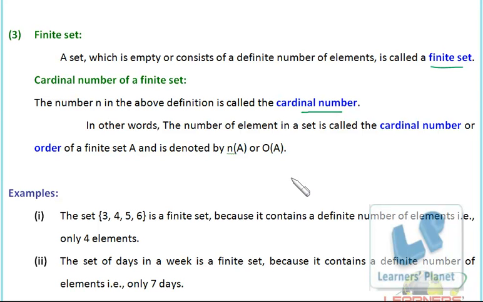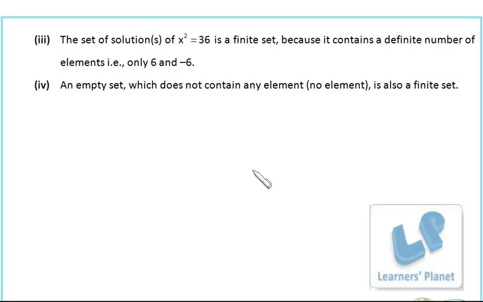But if I talk about the set of natural numbers, that's not a finite set. Why is it not a finite set? Because you don't know how many elements are there. So we call the set of natural numbers an infinite set. The set of solutions of x squared equals 36 is finite because there are just two elements, 6 and -6. So it is a finite set, and the order of this set is 2, or we can say the cardinal number is 2. An empty set which does not contain any element is also a finite set, right? So the cardinal number will be 0 in that case.